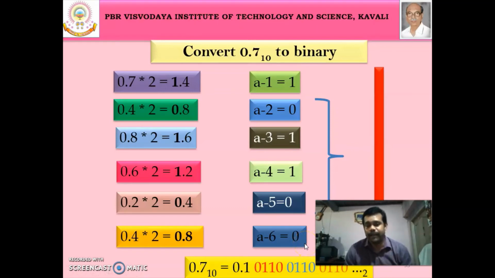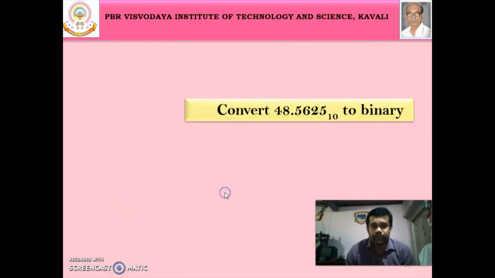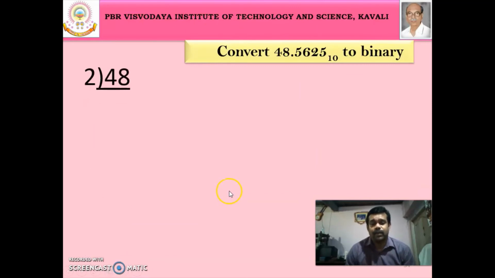So this is a special type of problem. In this problem, you will not get the fraction as 0 and you can't stop. So it will be continuing. Okay. Next, previously we have converted the whole number separately and that fraction part separately.